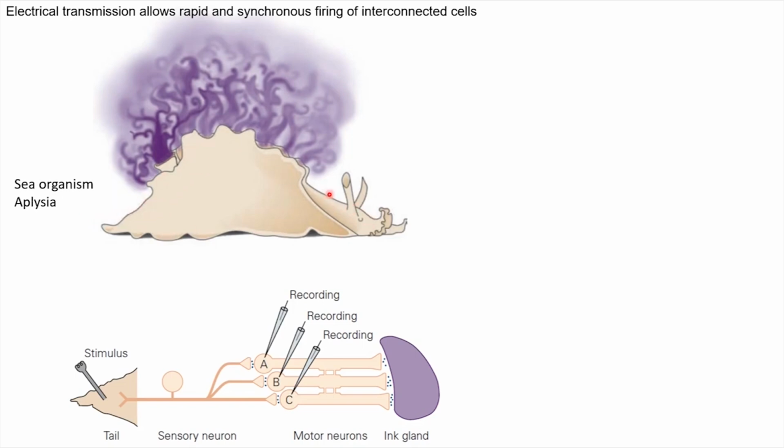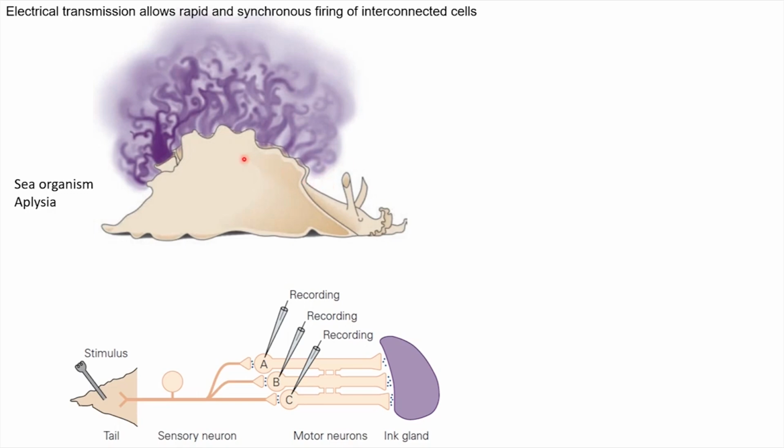This organism has a very simple nervous system, and it has a very interesting defense mechanism. So if some predator comes towards it and tries to hold it, then it suddenly releases a big burst of ink in the water. And this big cloud of ink confuses the predator and gives Aplysia a chance to escape.